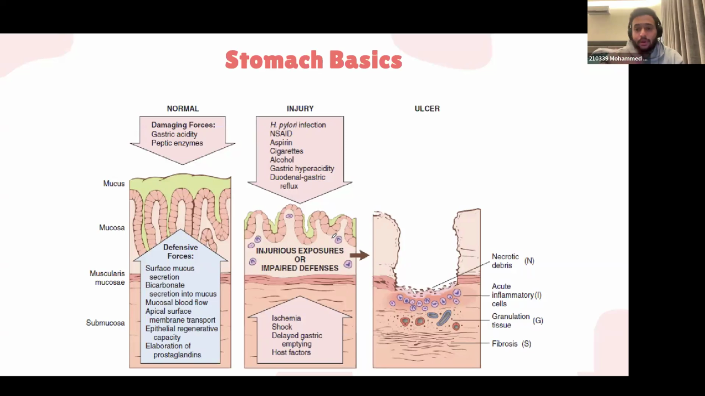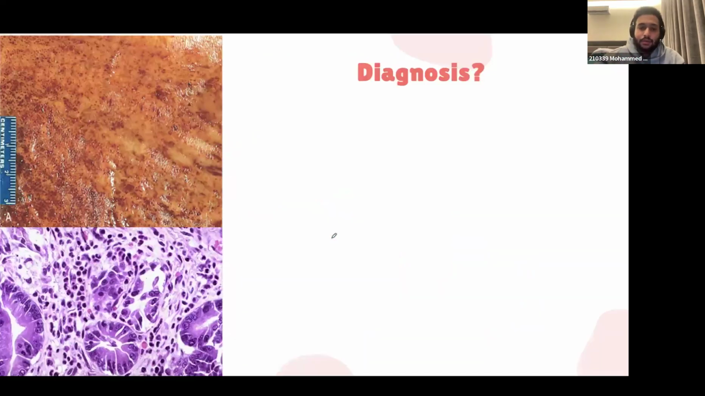So this is the normal basics. Then we look into the pathologies next. So we have this patient who's complaining of epigastric pain. They took NSAIDs or they've been taking NSAIDs for a while. They have this. What does this patient have?